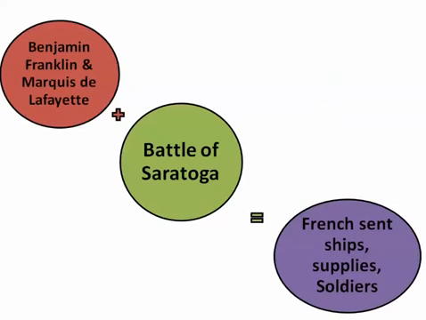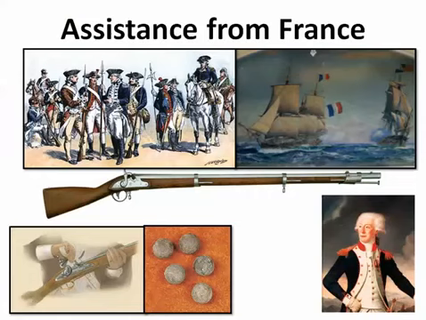Alright, so we have Benjamin Franklin and Marquis de Lafayette working together to get French help. After the Battle of Saratoga, the French agree to give us assistance and help, and they send ships, supplies, and soldiers. Alright, what type of assistance? The French army is going to help us at the Battle of Yorktown. We're going to see that in a few minutes when we talk about the Battle of Yorktown and the capture of Cornwallis. The French army was very helpful in helping us hem him in and capture and trap him.